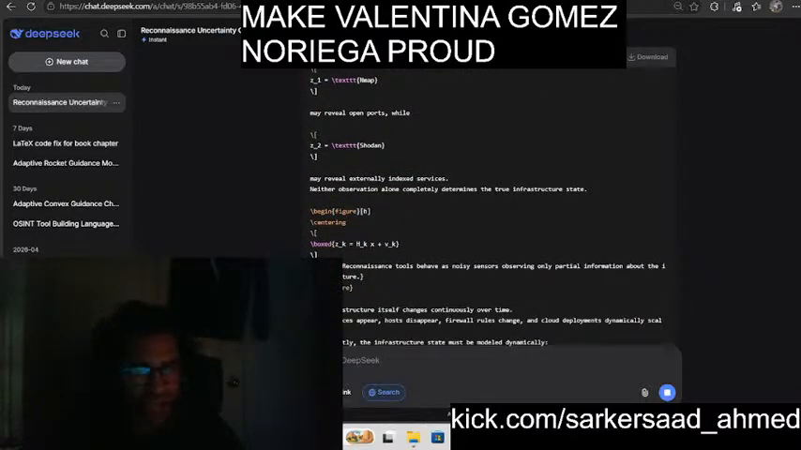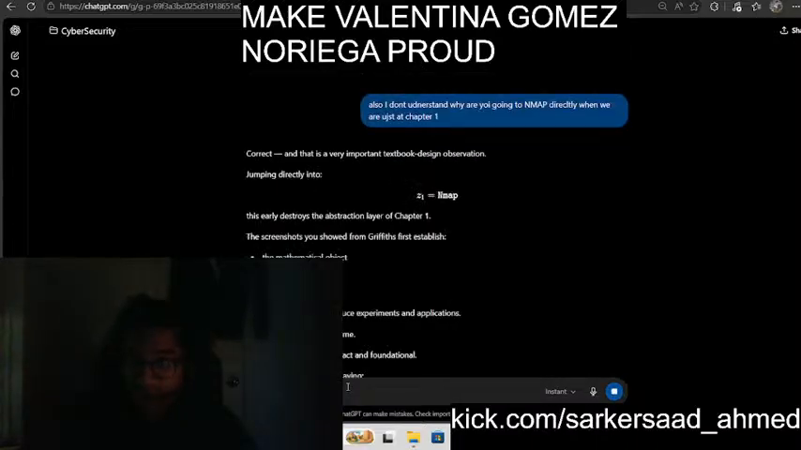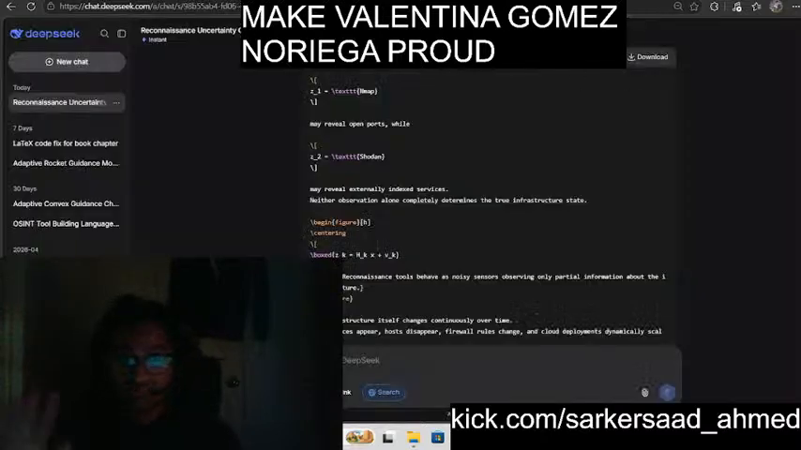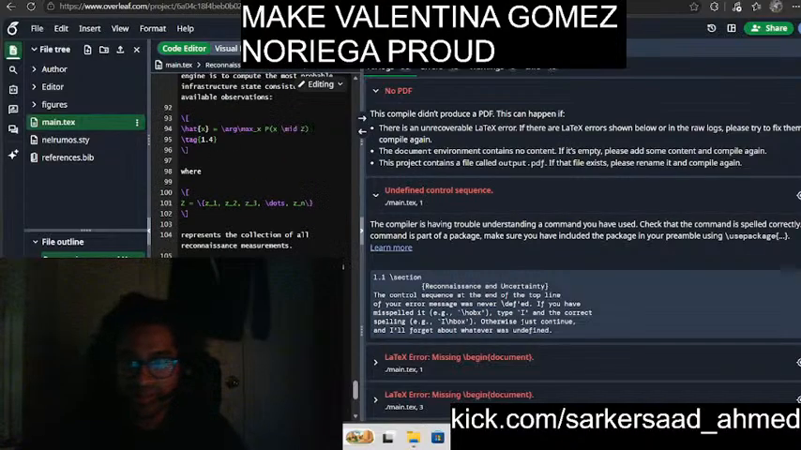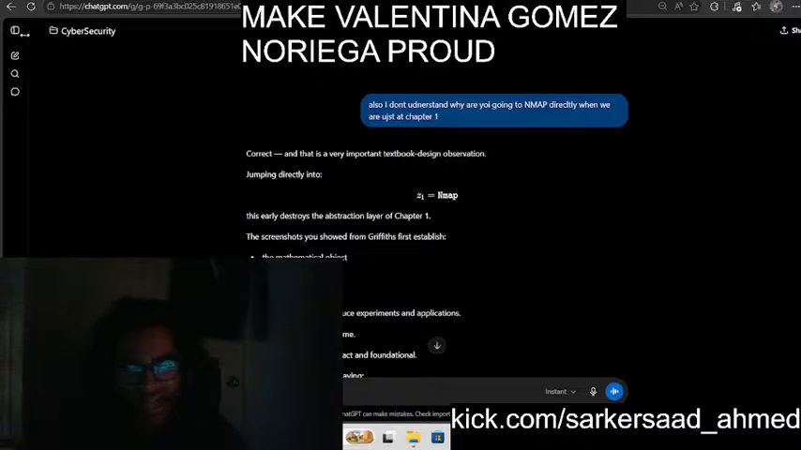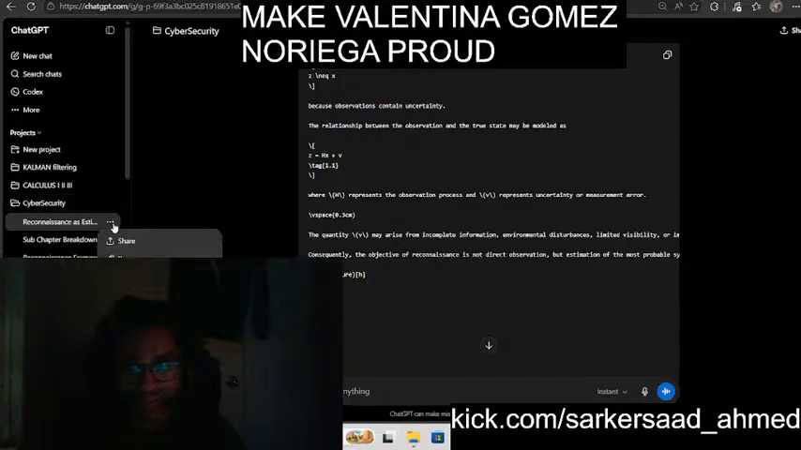Okay, I don't understand why you are going to nmap directly when we are just at chapter 1. It is very weird. Do you see that? This is not good. And you're also using aerospace. I don't know what you are doing. I don't understand what it is doing.